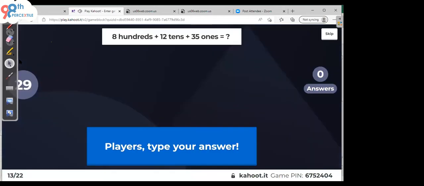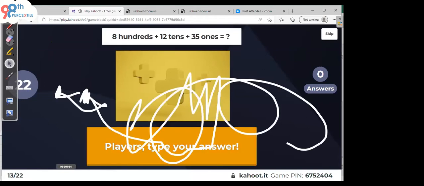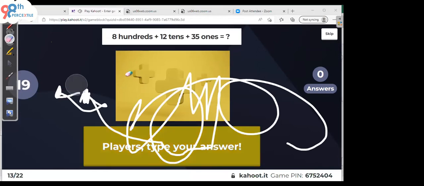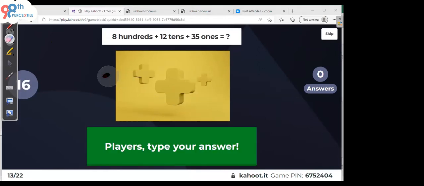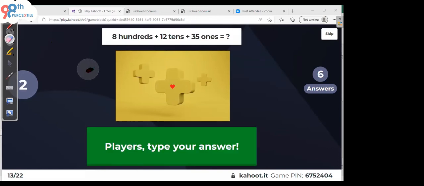Type the answer. 800s plus 12 tens plus 35 ones equal to, you have to type the number, only the number. Type the number only. 800s. Please don't write on the screen.